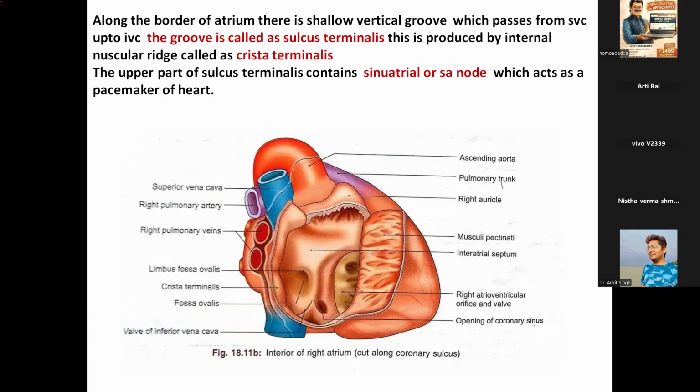The upper part of the sulcus terminalis contains the pacemaker of the heart that we call the SA node, right? So the SA node is present at the upper part of the sulcus terminalis.